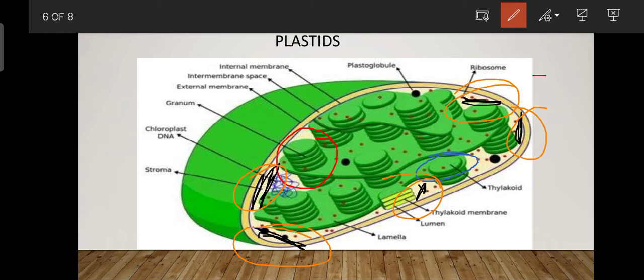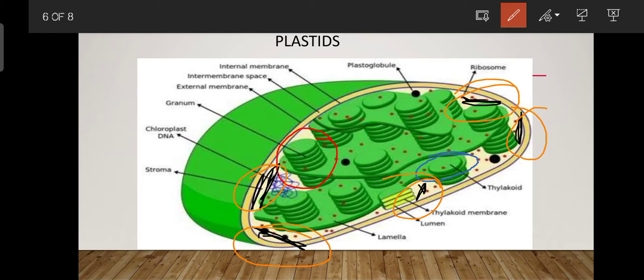Now you can see the yellow circle. In the yellow circle, the blackish line is stroma. It is the part where the dark reaction takes place. You will learn the dark reaction in higher classes. In granum, light reaction takes place. In stroma, dark reaction takes place.